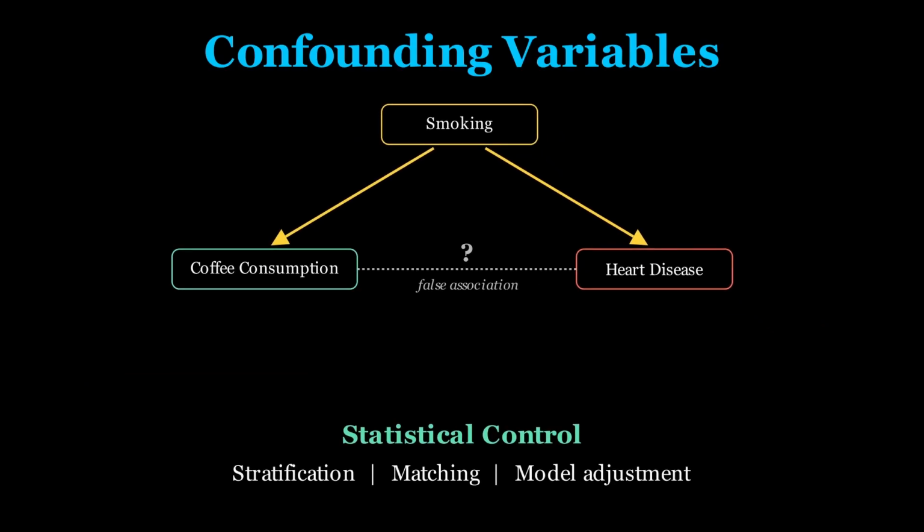Statistical control involves using statistical techniques to account for potential confounders, so that the effect of the independent variable on the dependent variable is accurately estimated. This can be done through methods such as stratification, matching, or using statistical models to adjust for the confounders.